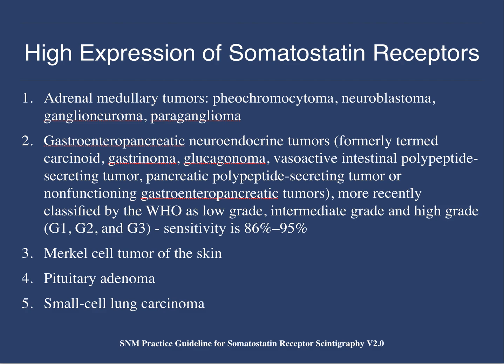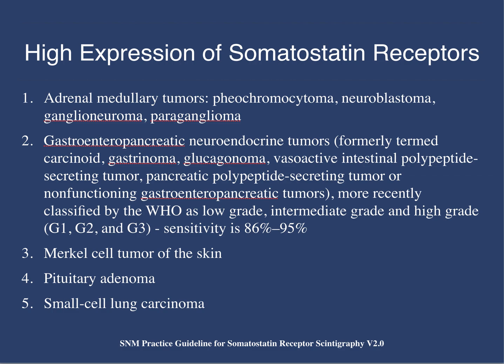The tumors with high expression of somatostatin receptors include adrenal medullary tumors, so these are PHEOs, neuroblastomas, ganglioneuromas, and paragangliomas, although MIBG is preferred for these tumors. The next category is the gastroenteropancreatic neuroendocrine tumors, so this is what we typically call carcinoid, gastrinomas, glucagonomas, and a variety of other tumors. And this is the mainstay of somatostatin receptor imaging.